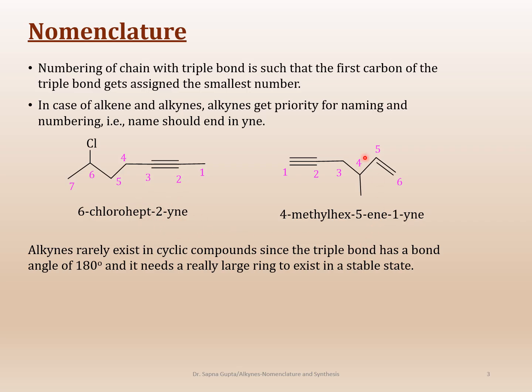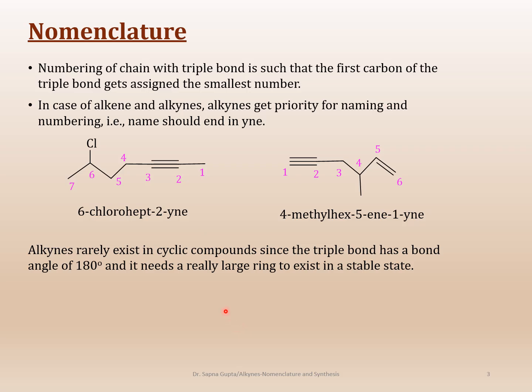Now if you have an alkene and an alkyne, then you just go alphabetical, which is then 5-ene and 1-yne. That means the yne is getting priority, and therefore you start numbering from the alkyne. It got priority because of alphabetical order also. All right, so generally you will find alkynes in straight chains.